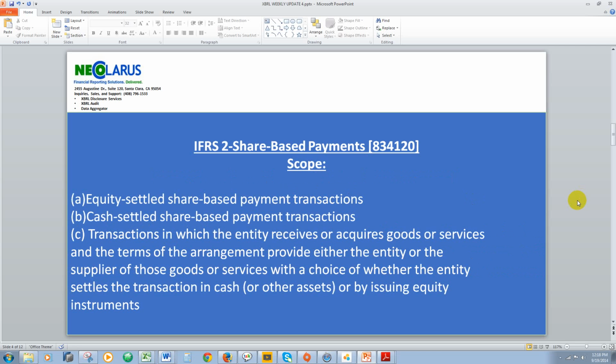So about the scope. The scope of IFRS 2 share-based payments is with regard to equity settled share-based payment transactions, cash settled share-based payment transactions, and transactions in which the entity receives the goods or services and the terms of arrangement provide either the entity or the supplier of those goods or services with a choice of whether the entity settles the transaction in cash or other assets or by issuing equity instruments.